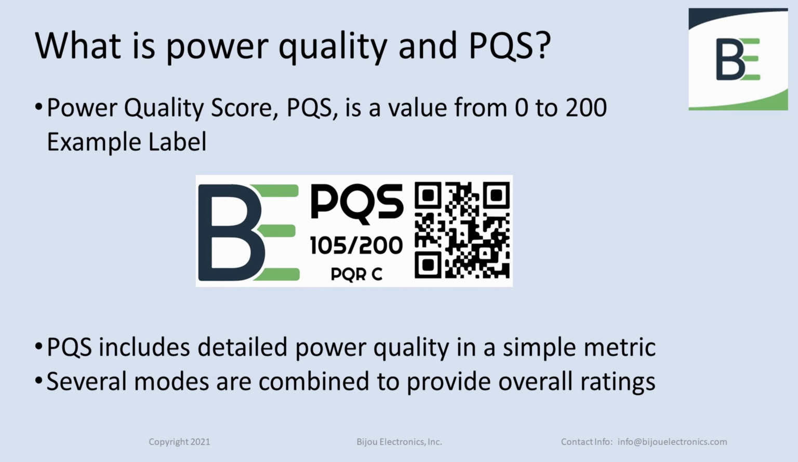Power quality score, PQS, is a value from 0 to 200. The reason for going to 200 is to provide more detail when comparing products. This helps find differences between various power-consuming devices of similar types, which may bunch up if made with the same basic topology. A great example of this is flyback transformer-based circuits. Here is a basic example logo of an average rating with a barcode link to more information. PQS includes detailed power quality in a simple metric. As stated before, the power consumed is separate from the quality metric. Several modes are combined to provide overall ratings.